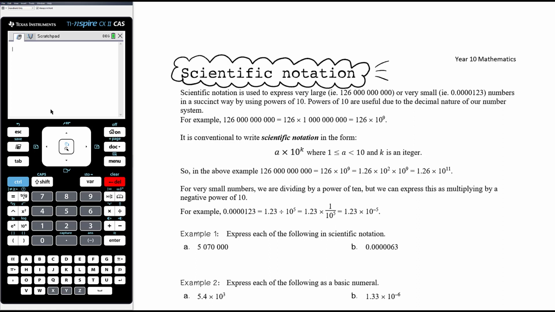So having revised our understanding of indices, both positive and negative, we can now have a look at scientific notation. Scientific notation is used to express very large or very small numbers, okay? Numbers of that kind of magnitude come about a lot in science, and hence it's used frequently in science. In maths, to be honest, we don't really tend to represent numbers using scientific notation, but it's really common in your science subjects.